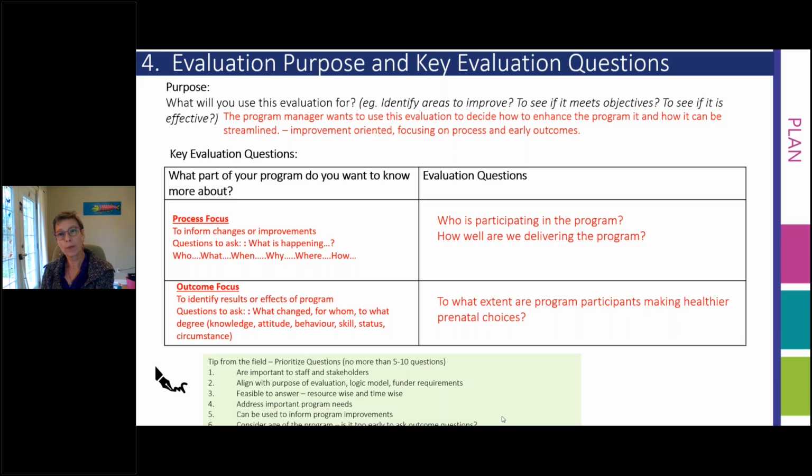To what extent are program participants making healthier prenatal choices? If you wanted to ask about behavior, those would be a behavior kind of question. And a status kind of question would be at the end of the program. You say, how many program participants have actually had healthy birth outcomes?